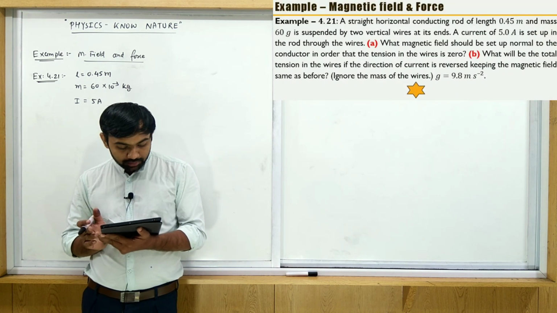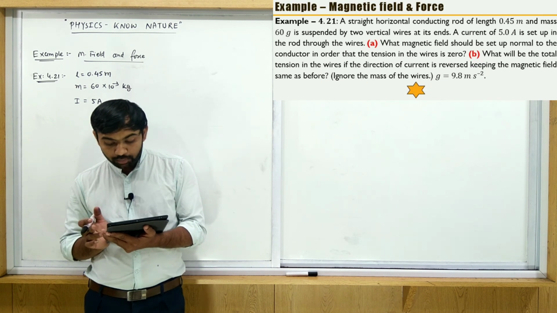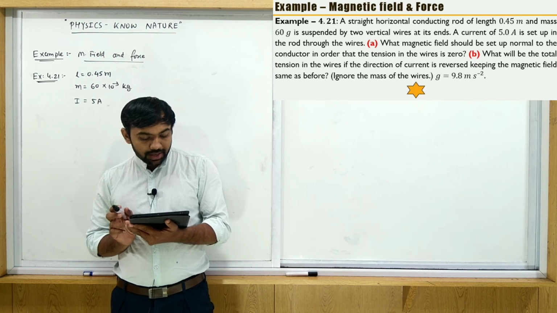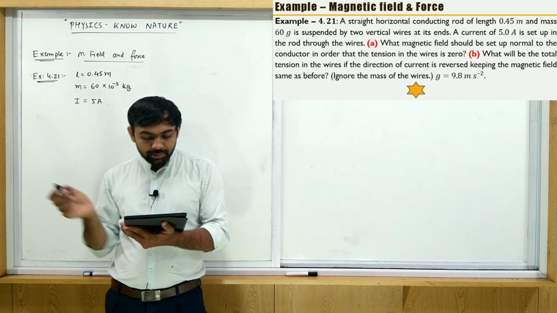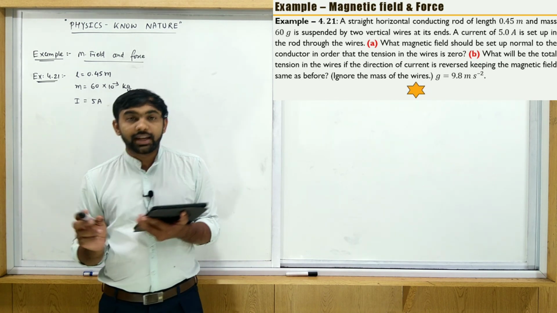What is the problem statement? A straight horizontal conducting rod of length 0.45 meter. So length is equal to 0.45 meter. And the mass is 60 gram. So 60 into 10 raised to minus 3 kg. Gram is converted into kg. Suspended by two vertical wires at its ends.